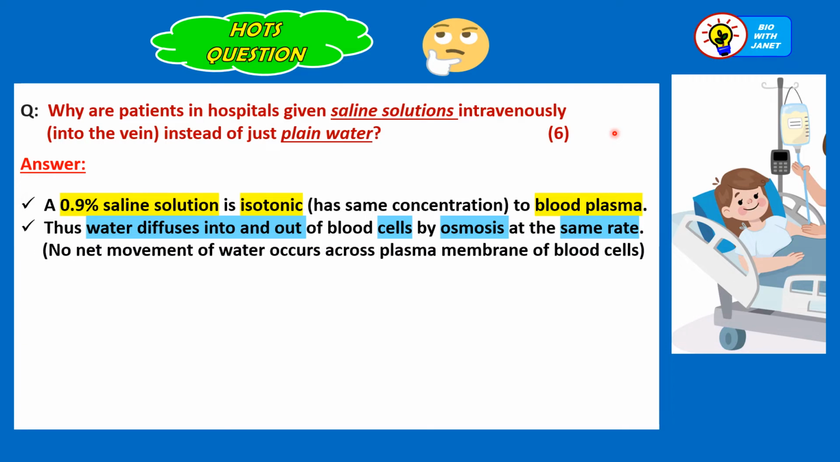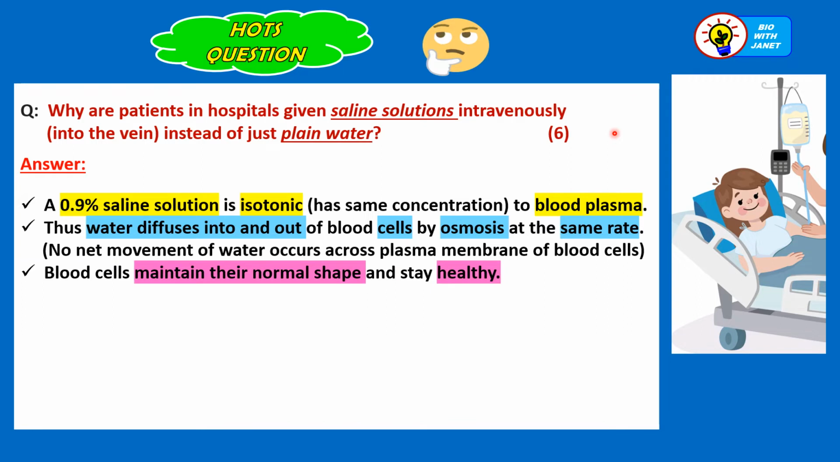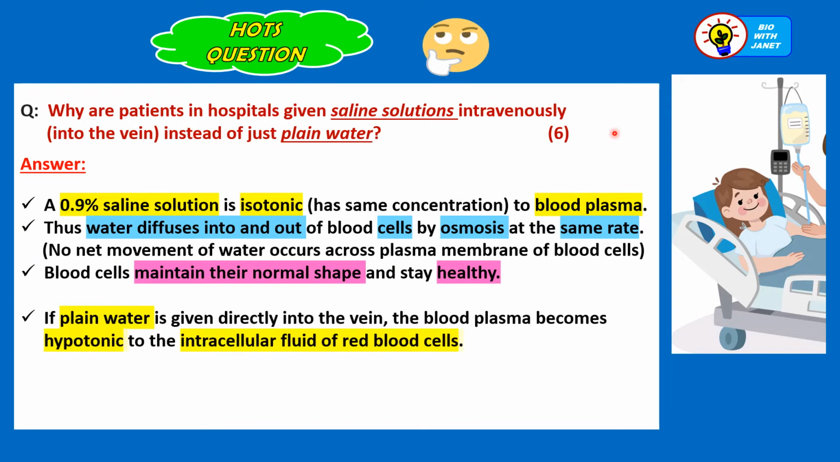And there's no net movement of water across the plasma membrane of blood cells. So the blood cells maintain their normal shape and stay healthy. Now, if plain water is given directly into the vein, what happens? Let's say a lot of plain water is dripped into the vein over time. So the blood plasma will become hypotonic to the intracellular fluid of the red blood cells.